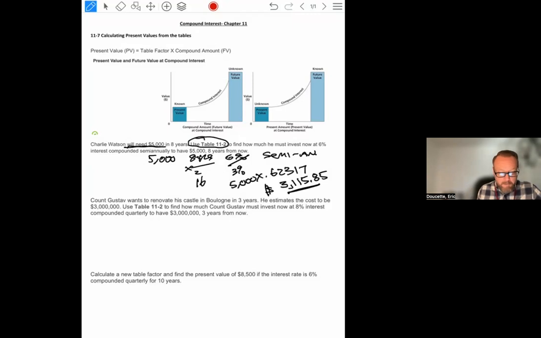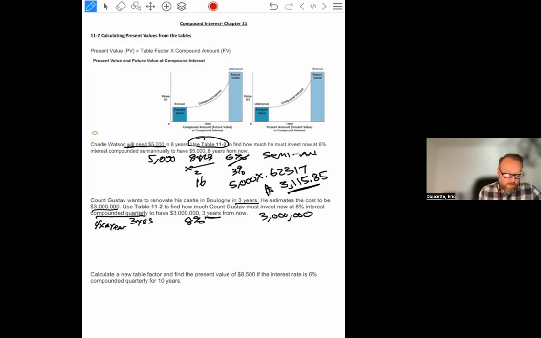So looking at the next problem, maybe it'll make more sense. Count Gustavo wants to renovate his castle in Bologna in 3 years. He wants to do it in 3 years, so that's the future. And he estimates the cost in 3 years to be $3 million. That's a lot of money. How much must Gustavo invest now, the present value, at 8% interest, compounded quarterly? Now quarterly is 4 times a year. And then he'll have the 3 million in 3 years.